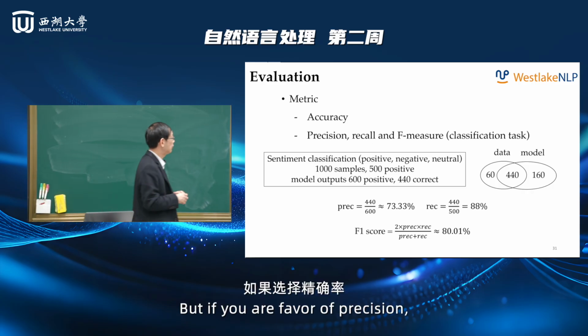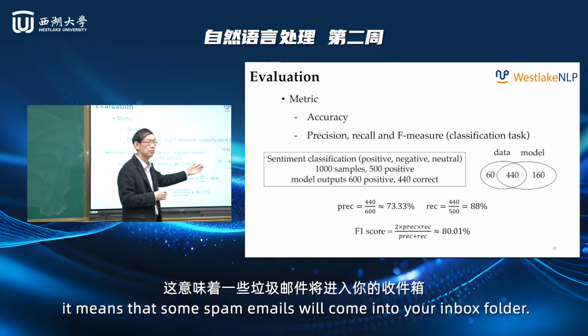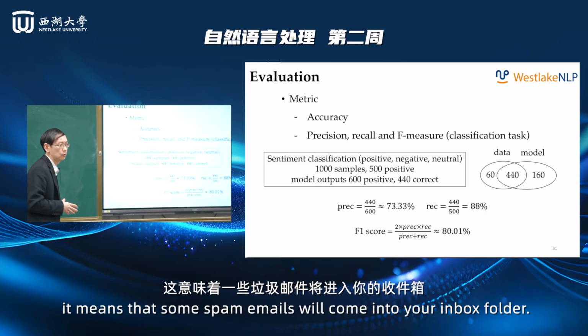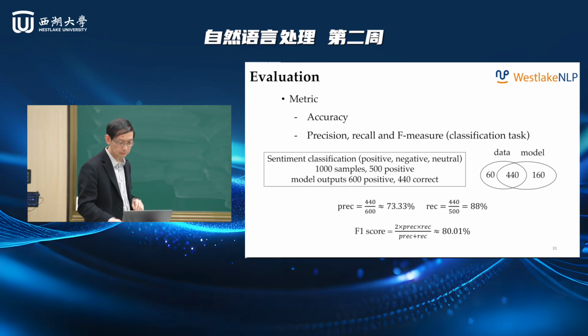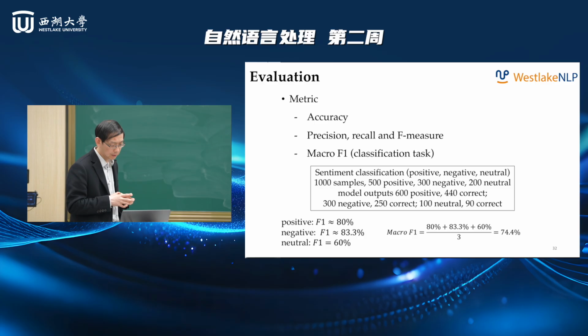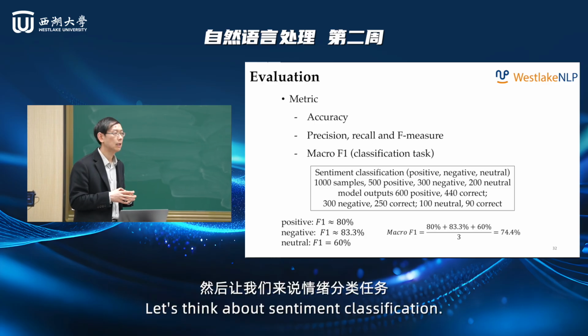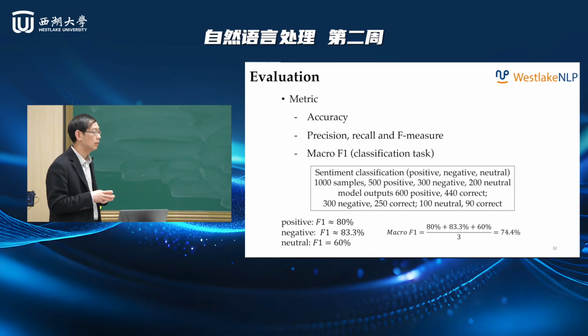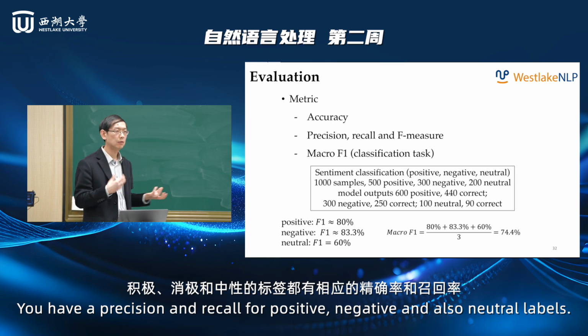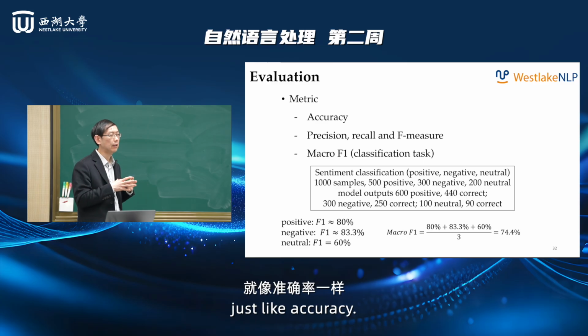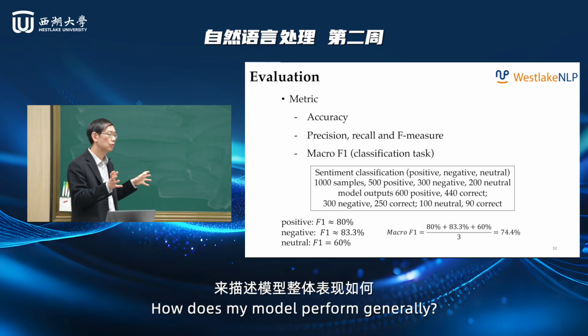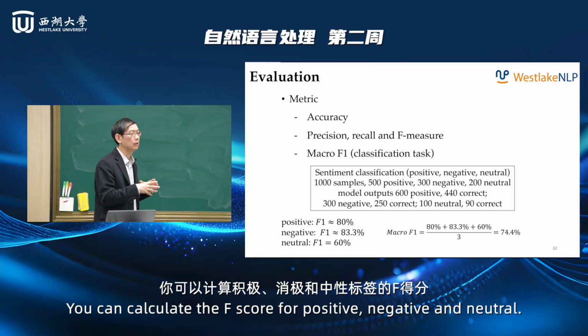But if you favor precision, it means that some spam emails will come into your inbox folder. All right, so this is a trade-off. Now still, let's think about sentiment classification. You have precision and recall for positive, negative, and also neutral labels. Now you want to get an overall score, right? Overall score, just like accuracy. So how does my model perform generally?